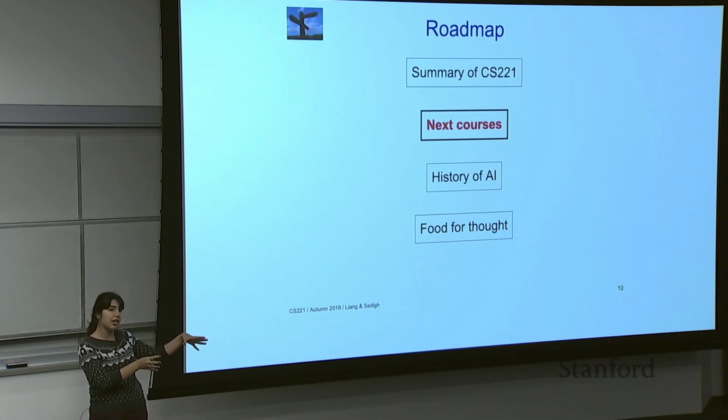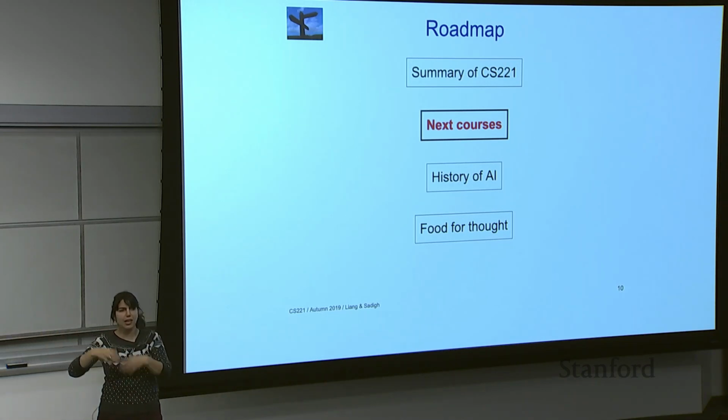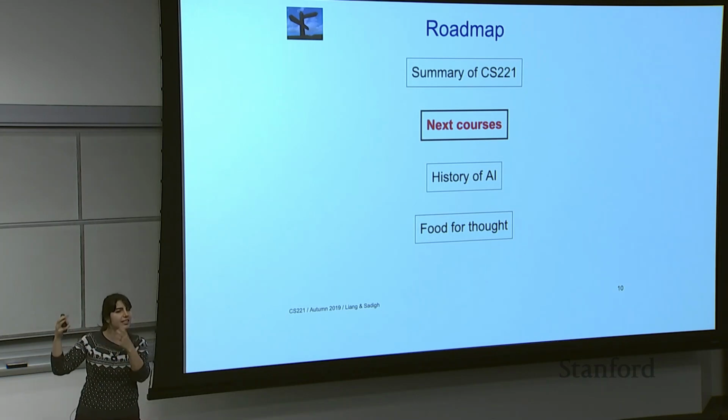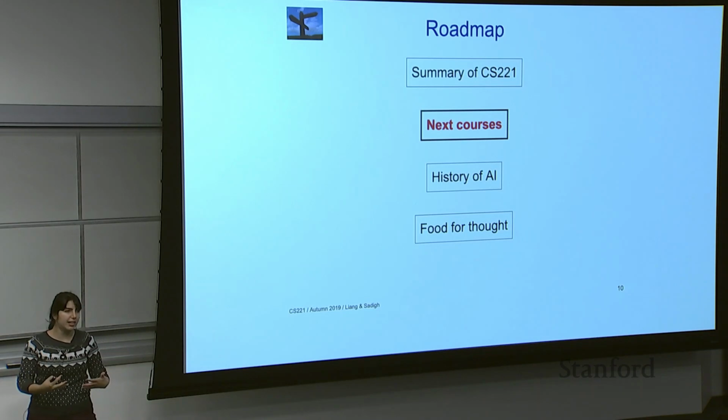You can take foundational classes where you go deeper in some of the foundational things we were talking about, or you can take application classes where you go deeper in specific applications like natural language processing, vision, robotics, the specific applications that we briefly covered in this class, but didn't go that deep in.